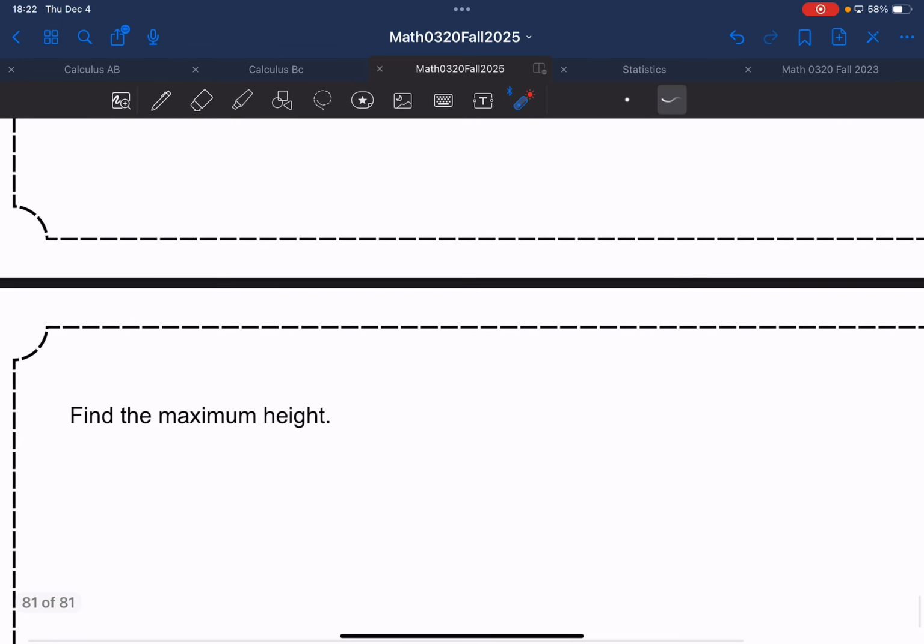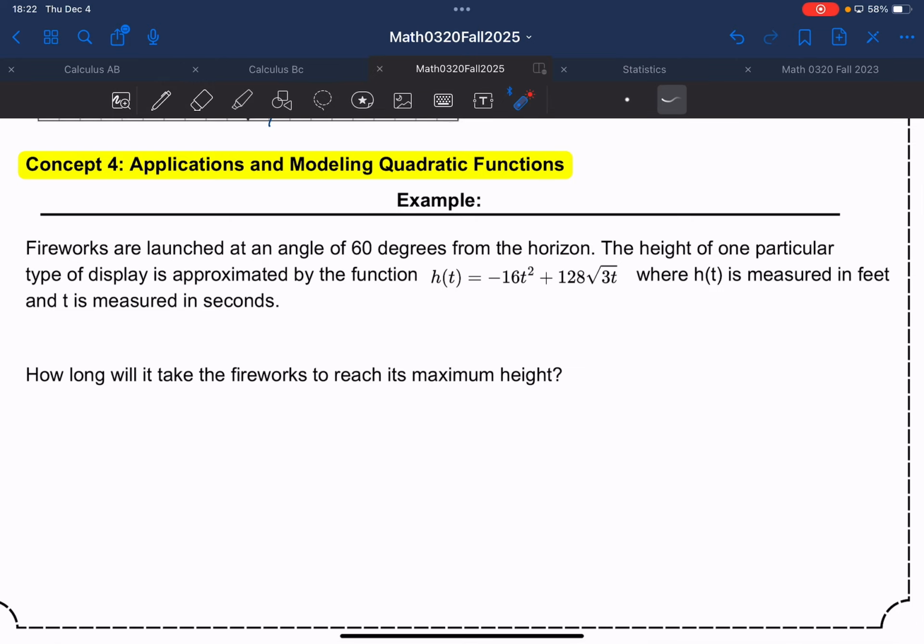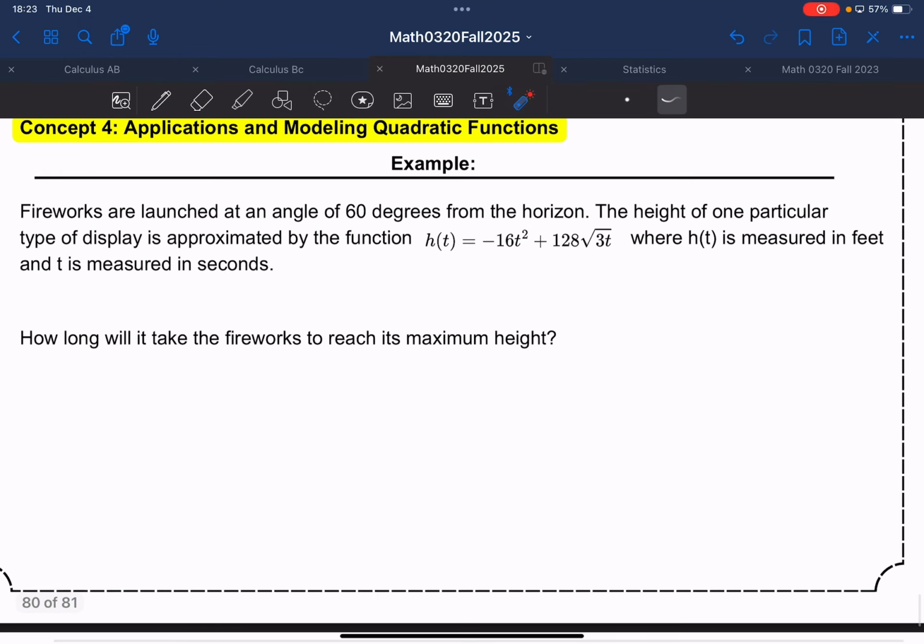Last concept is application problem. Okay. So we have fireworks are launched at an angle of 60 degrees from the horizon. The height of one particular type of display is approximated by the function h of t is equal to -16t squared plus 128 times the square root of 3 t, where h of t is measured in feet and t is measured in seconds. First part says, how long will it take the fireworks to reach its maximum height?